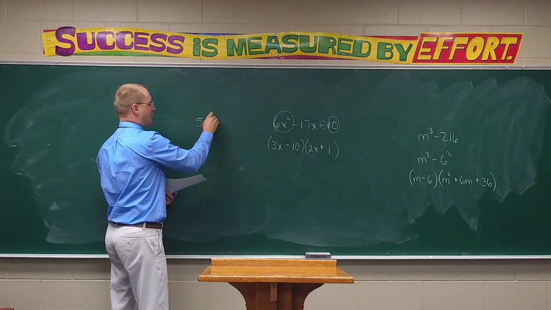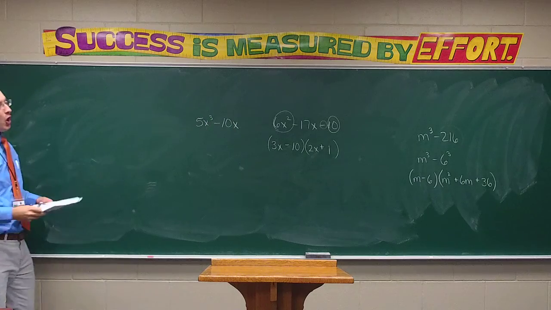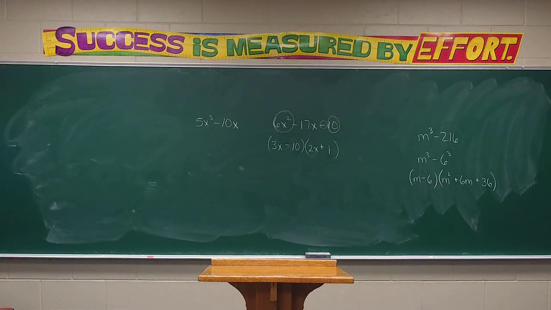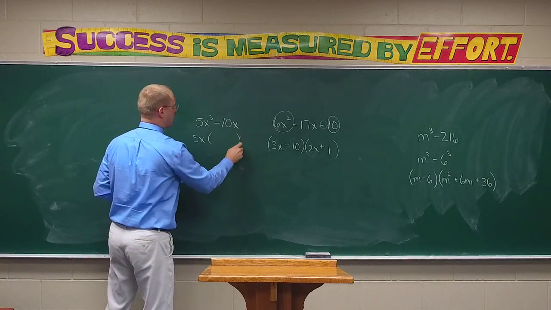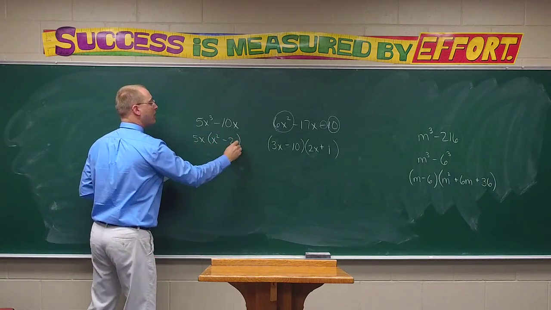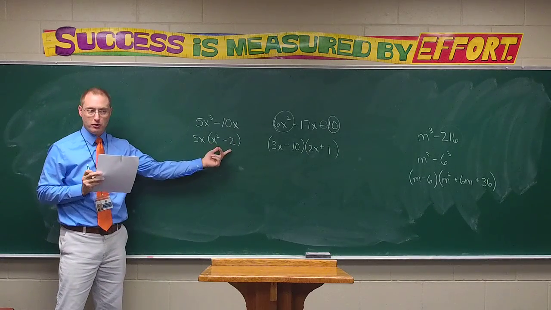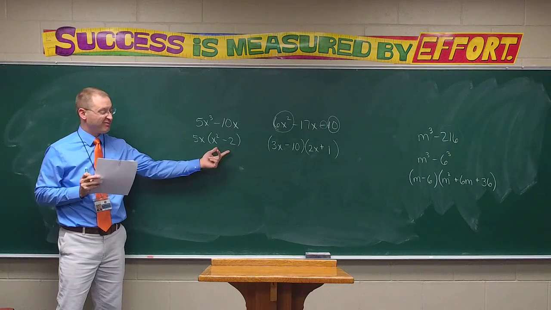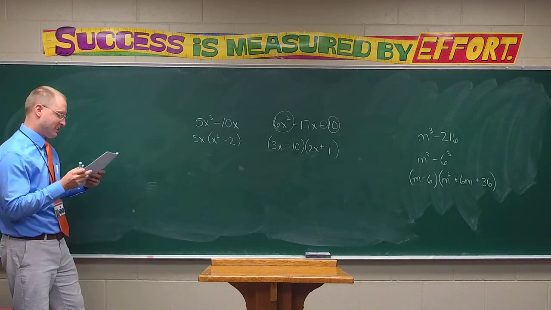What if we had a 5x cubed negative 10x? What's the first thing I always check for when I factor, class? And what's common? 5x. And when I pull out the 5x, what am I left with, Audrey? And I should always look after the common factor saying, can I factor further, class? No, it looks like it'd be a difference of squares, but it's not.